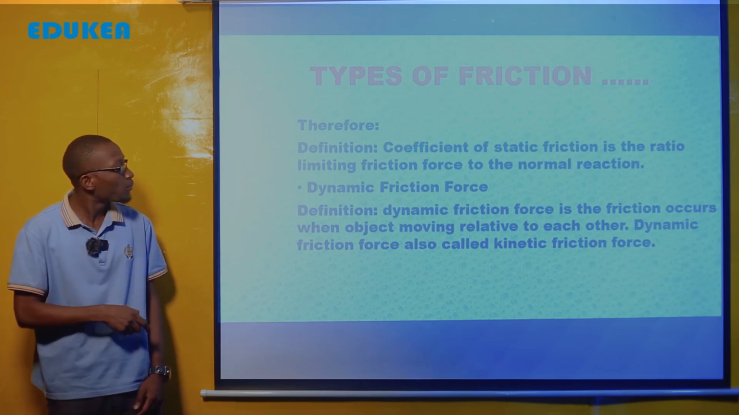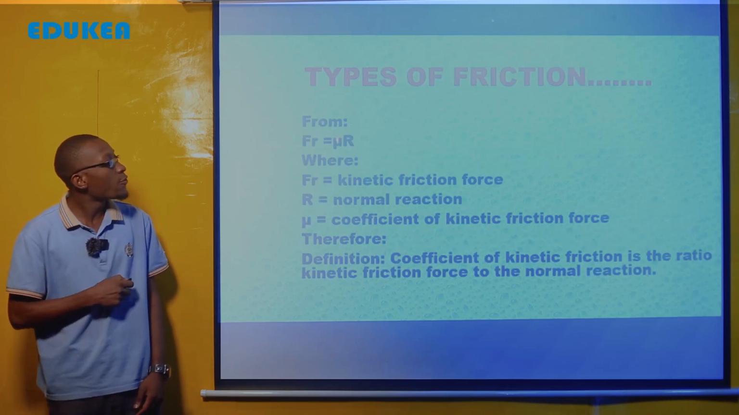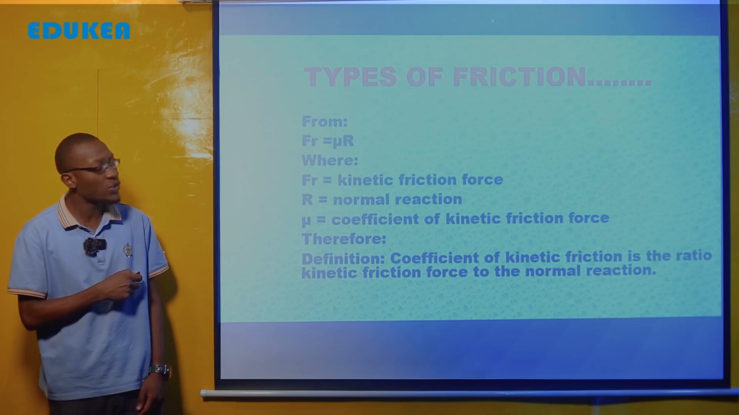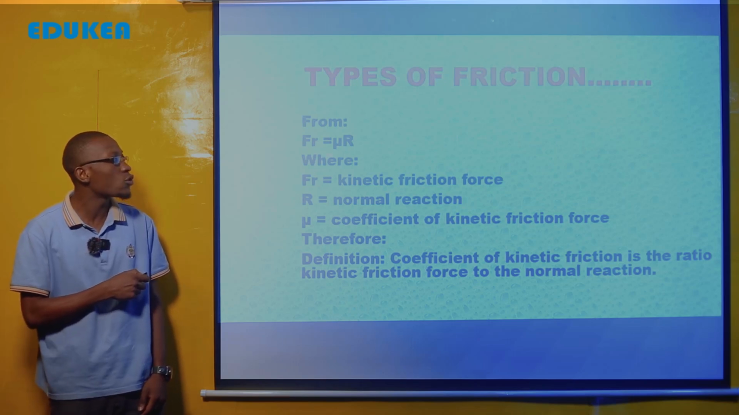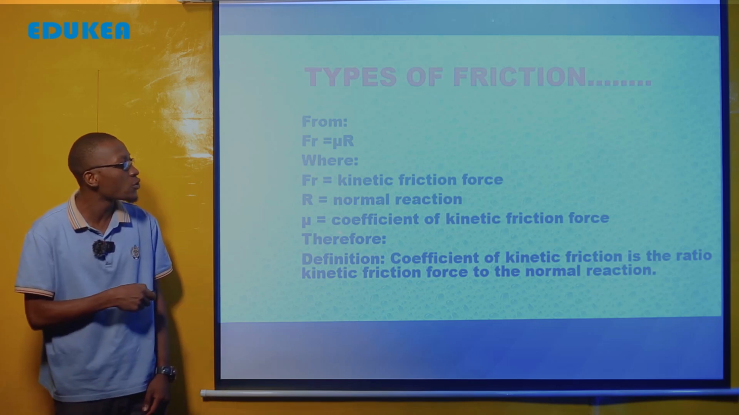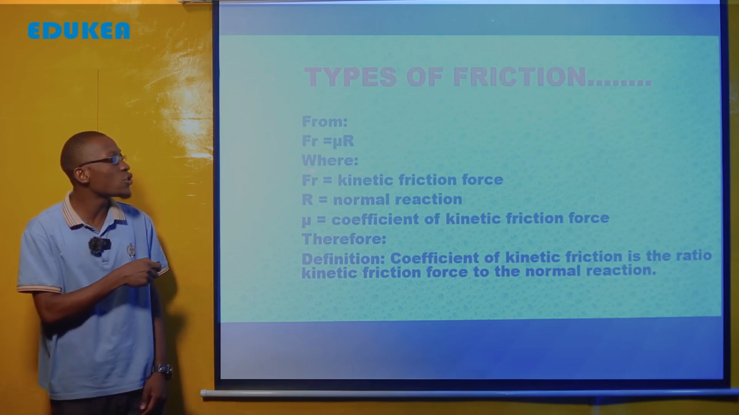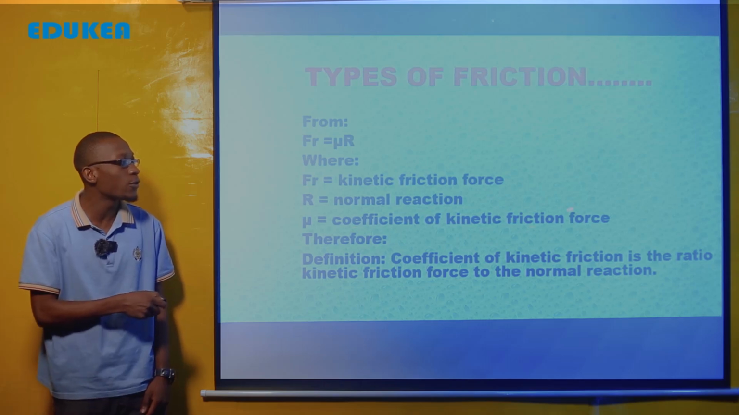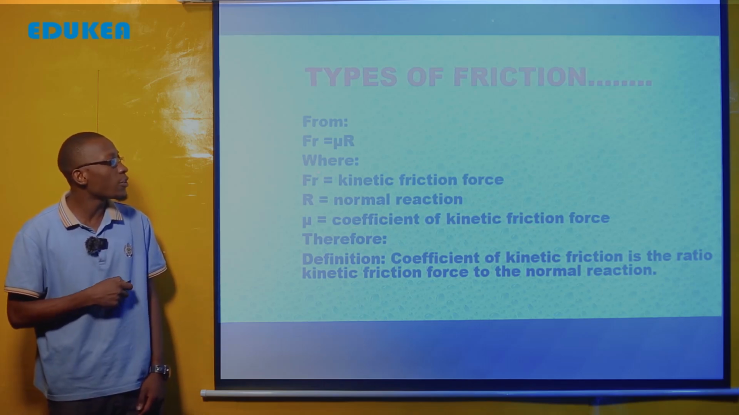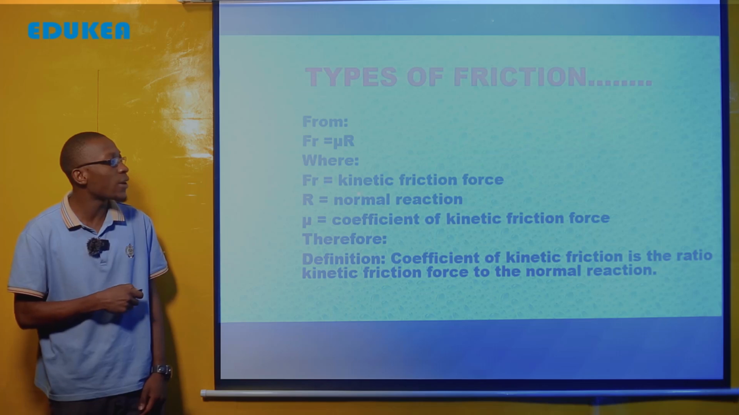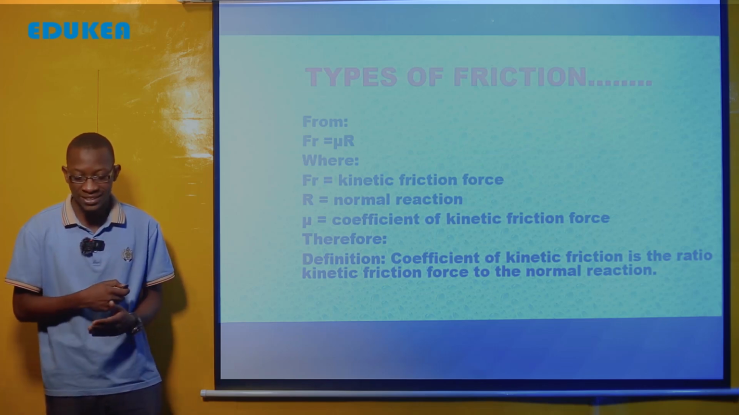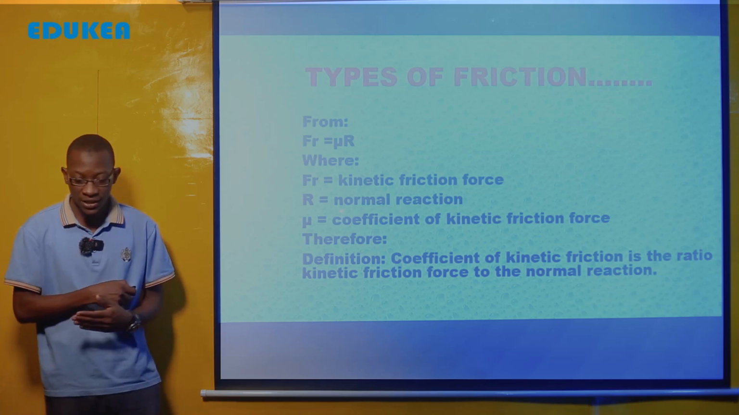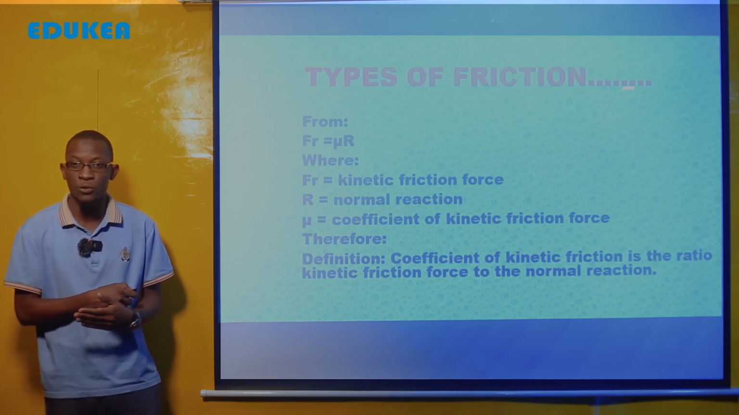So from the formula, which states that the frictional force is equal to the coefficient of kinetic friction times R, this is the formula that helps us find the coefficient of kinetic friction. So Fr stands for kinetic frictional force, R stands for normal reaction, and mu stands for the coefficient of kinetic frictional force.